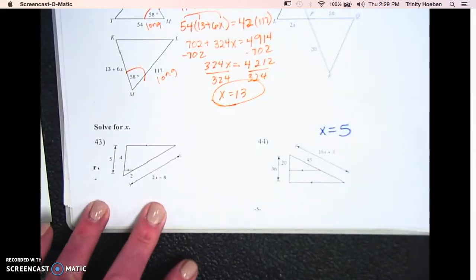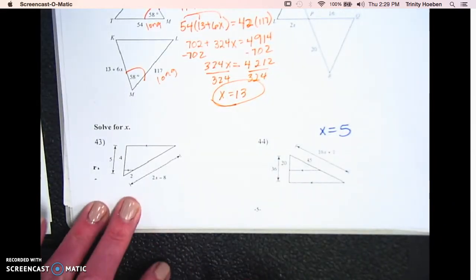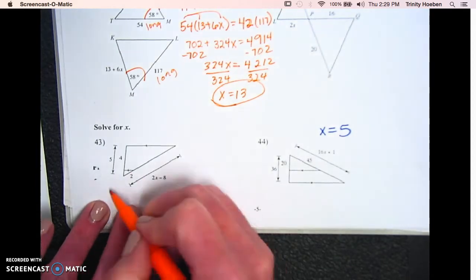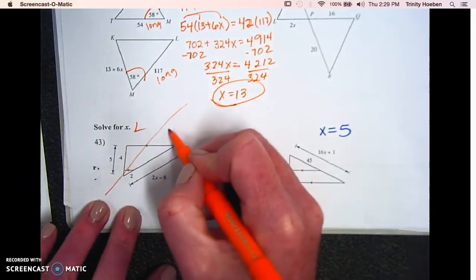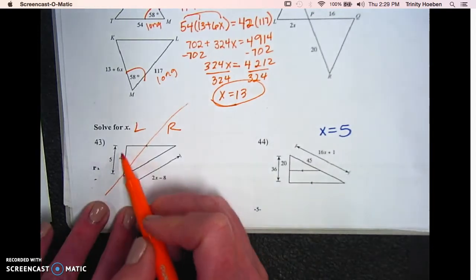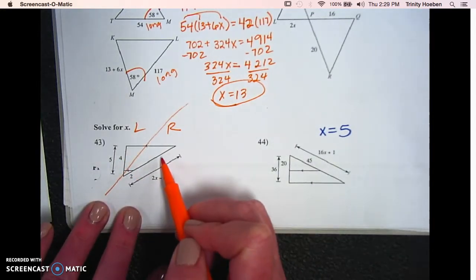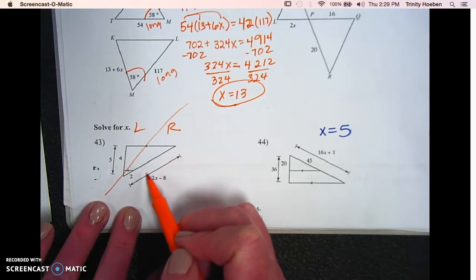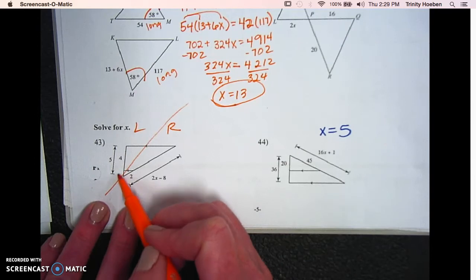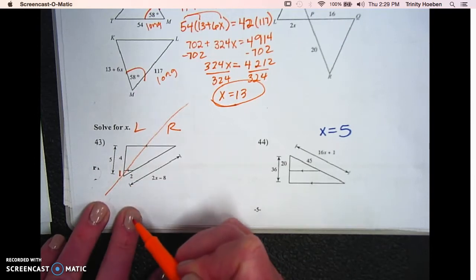Down at the bottom of page 5, number 43 just says solve for x. So I'm going to split this into a left side and a right side, and then I'm going to do the top to the bottom and the top to the bottom. Okay? So if the whole length is 5, that means that must be 1.